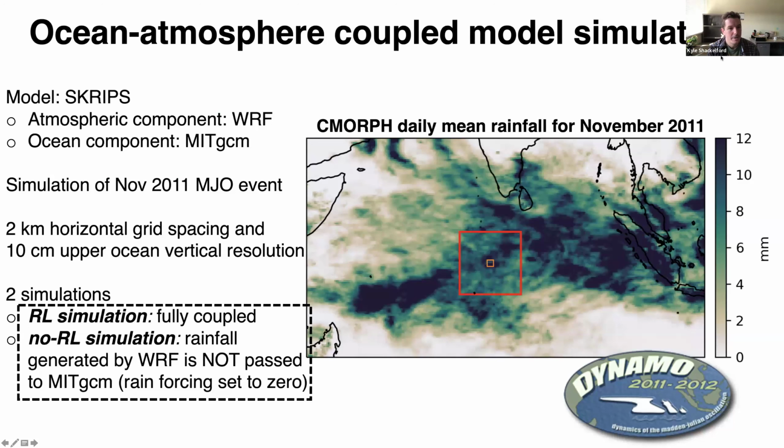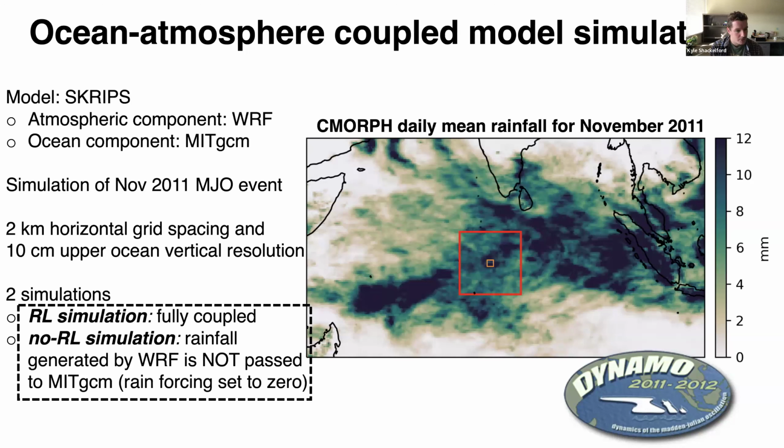And like I hinted at, the way we investigated this was through coupled ocean-atmosphere model simulations. We used the Scripps Coupled Regionally Integrated Prediction System, which is WRF coupled to the MITgcm. We conducted one-month simulations of the November 2011 MJO event that was observed during the DYNAMO field campaign. You can see our 10 by 10 degree grid in this figure on the right, outlined in red. I'll also point out that this smaller orange square in the center of the domain is a 1 degree by 1 degree subdomain that I'll be showing some stability profiles from later on in this presentation.